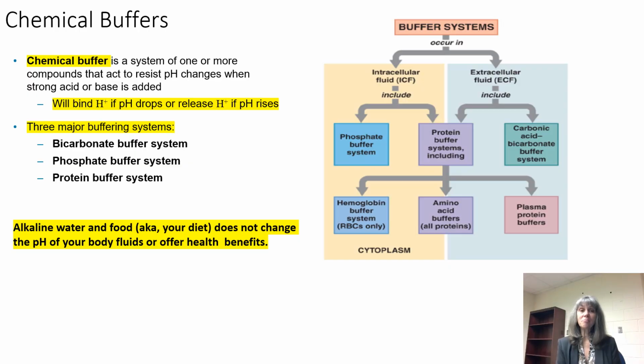We have 3 major chemical buffer systems that include the bicarbonate buffer system, the phosphate buffer system, and proteins, which can act as a buffer system. And of note, alkaline water and food that are ingested and comprise a person's diet do not change the pH of body fluids or offer any health benefits.